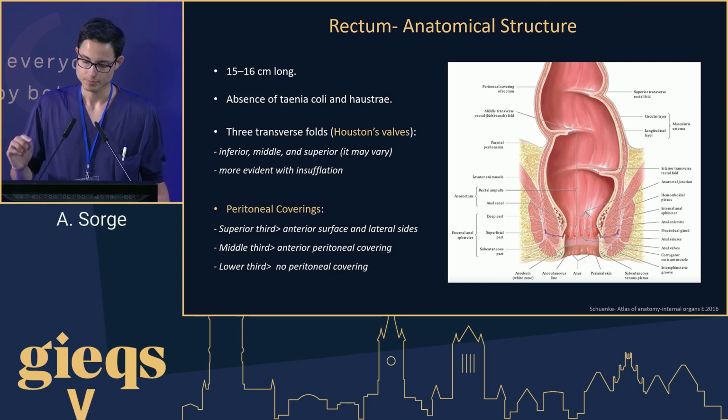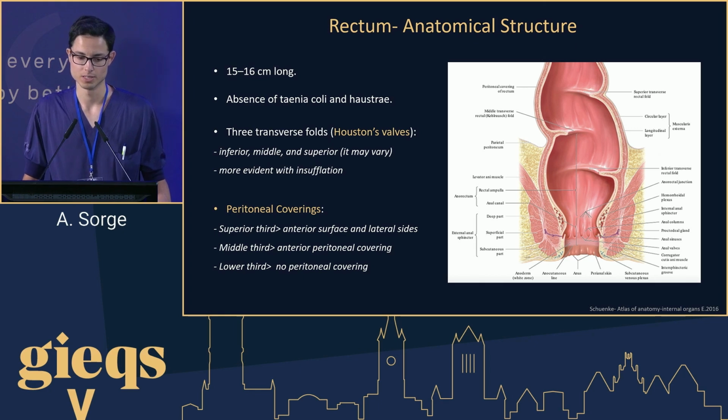The rectum has a different relationship with the peritoneum based on the location. So the superior third of the rectum is covered anteriorly and laterally by the peritoneum, so it is largely intraperitoneal. Whereas the middle third is covered just in the anterior wall, and the inferior rectum is totally extraperitoneal, so it is much safer.